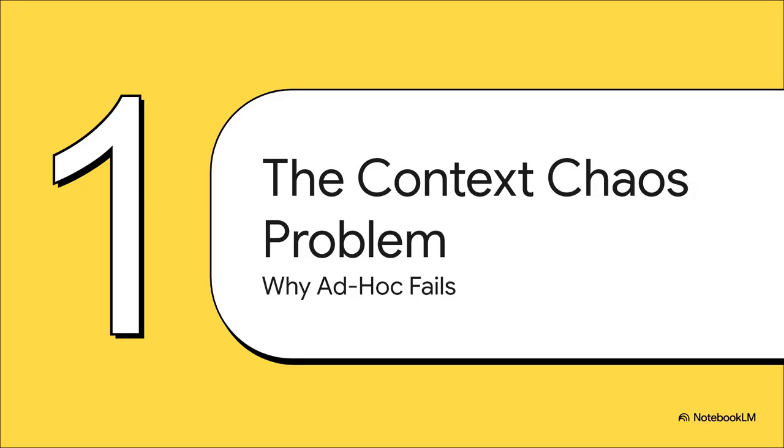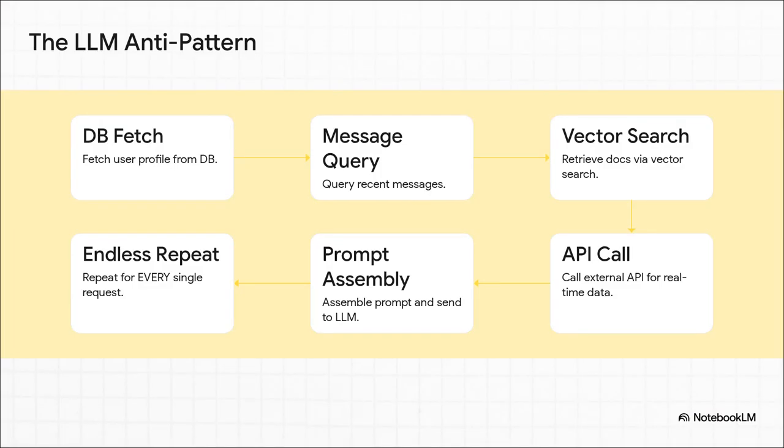So before we can really appreciate the solution, we have to talk about the problem. And honestly, it's a mess. We're going to call it the context chaos problem because that's exactly what it is. This right here, this is what I like to call the LLM anti-pattern. It's how so many systems are built today, and it's just wild.